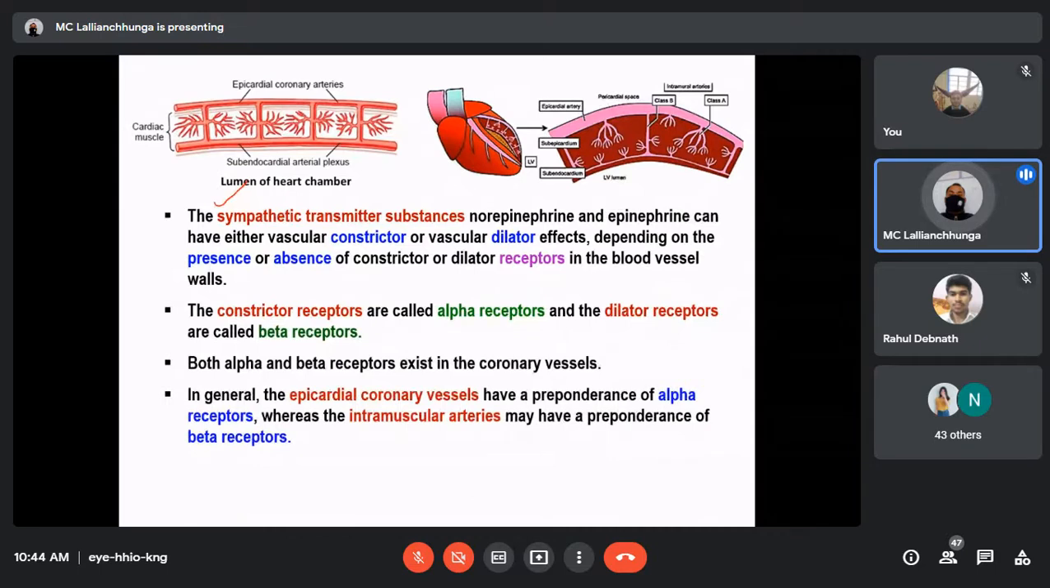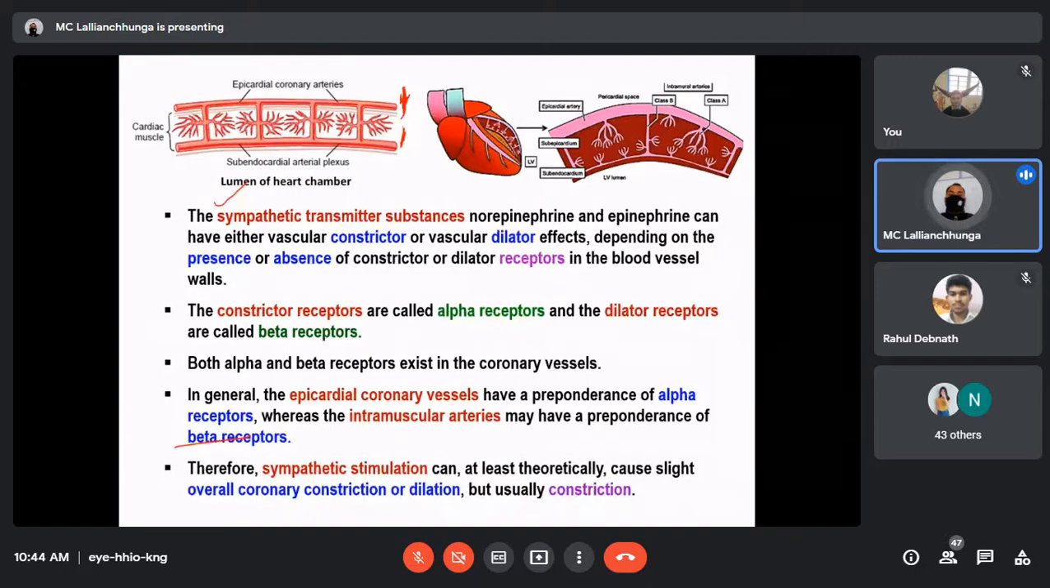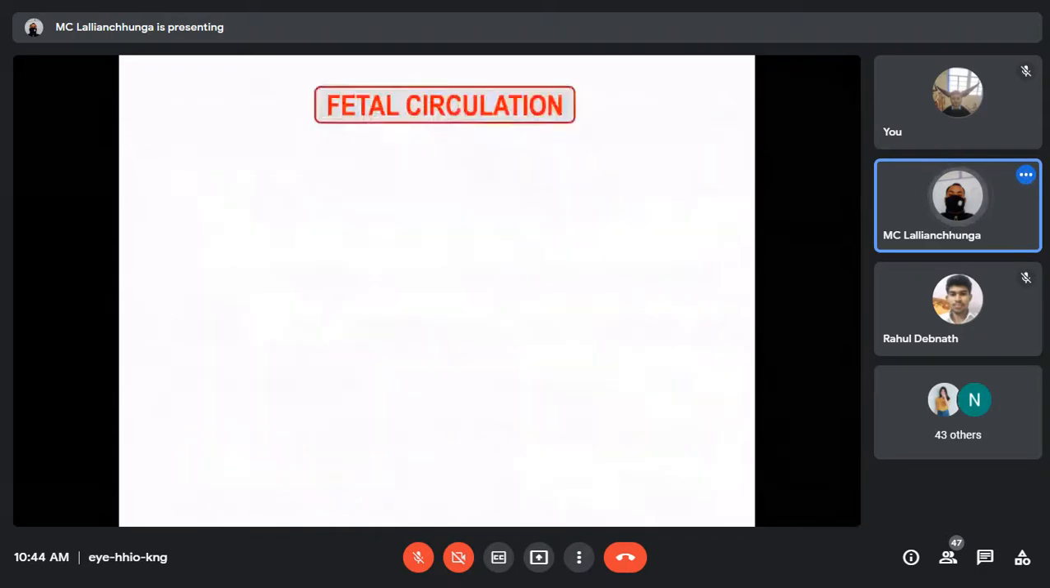In general, epicardial coronary vessels have a preponderance of alpha receptors, whereas the intramuscular arteries may have a preponderance of beta receptors. So it means the outside portion, the epicardial portion, has alpha receptors, and the inside, the internal part, has the beta receptors. Therefore, sympathetic stimulation can at least theoretically cause slight overall coronary constriction or dilation, but usually constriction.